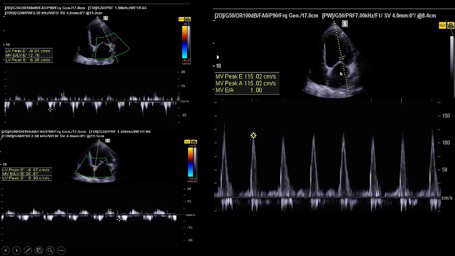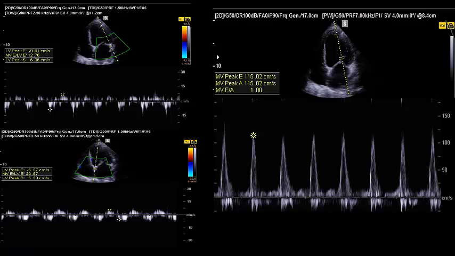In this situation, if you use the big wave here as the E wave, you will see E over lateral E prime is 12.7, but E over septal E prime here is 20. That means the average is more than 14.